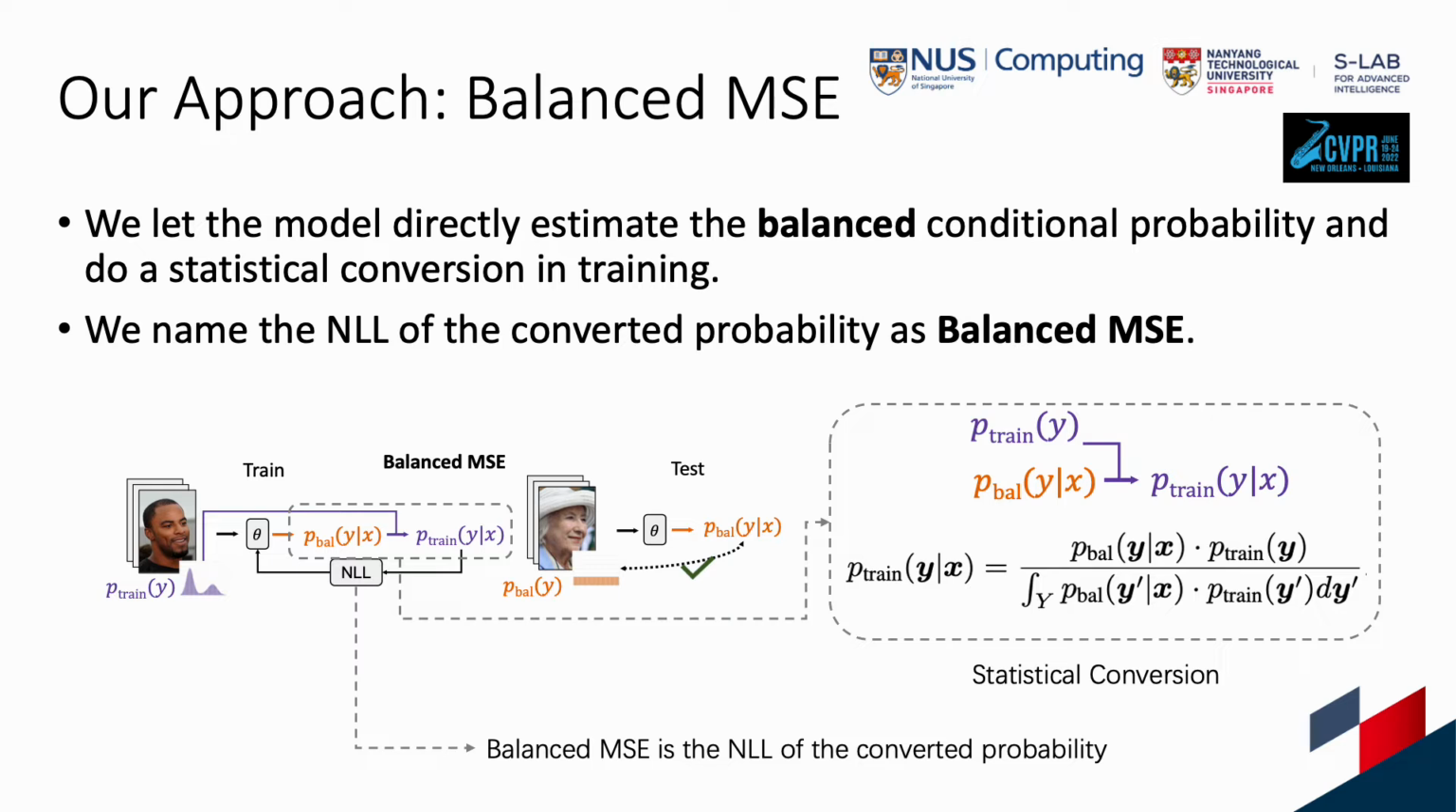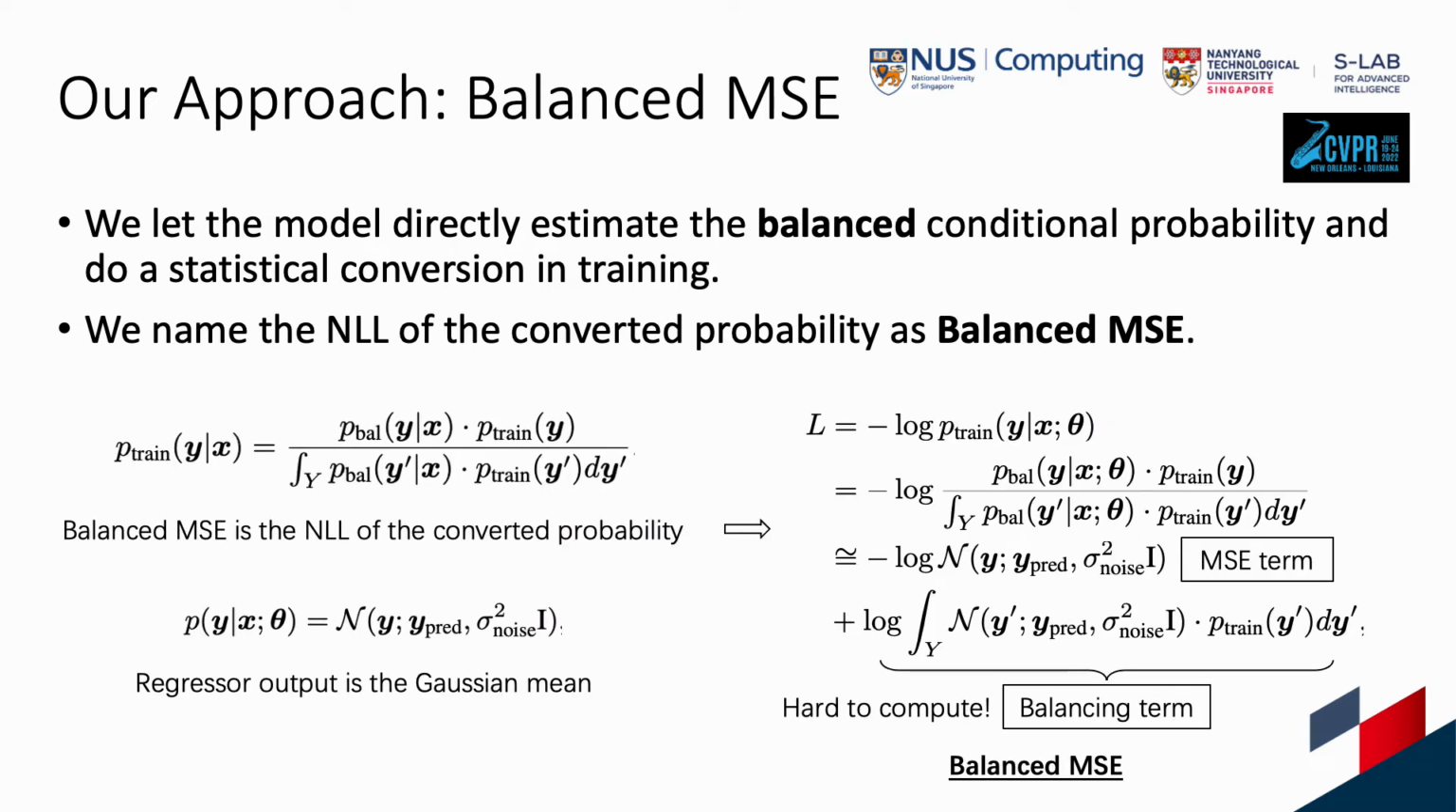We let the model directly estimate the balanced conditional probability and do a statistical conversion during training. We name the negative log likelihood of the converted probability as balanced MSE. Bringing the Gaussian prediction distribution into the statistical conversion, we obtain the final form of balanced MSE. It consists of two terms, an MSE term and a balancing term. When the training distribution is balanced, the balancing term will be a constant, and the loss degrades to the standard MSE. Note that there is an integral in the balancing term. It can be hard to compute in practice.